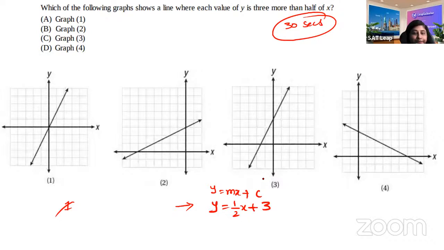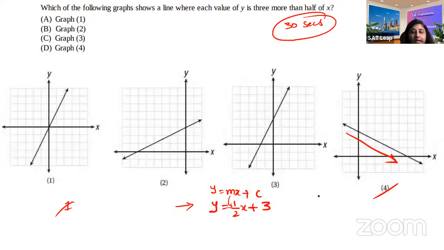Rahman, you are correct now. I can eliminate the fourth option also, right? Because m is positive, the slope is positive. If you look, this is in decreasing order. The fourth also can't be my answer. Now, without actually calculating the slope value, you can answer the question.